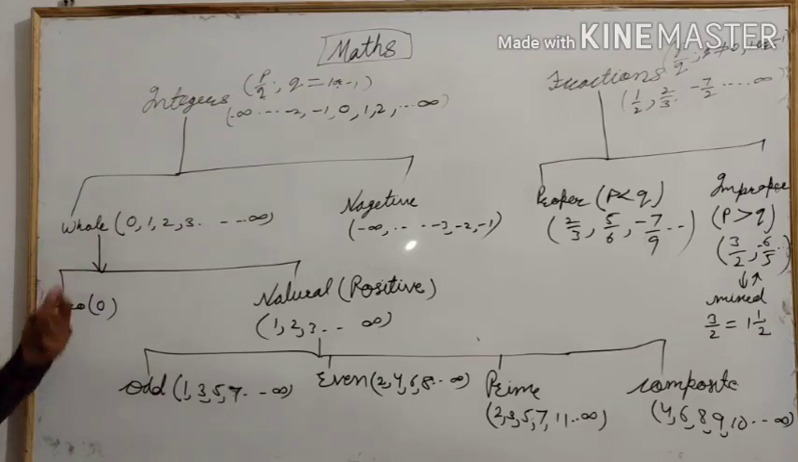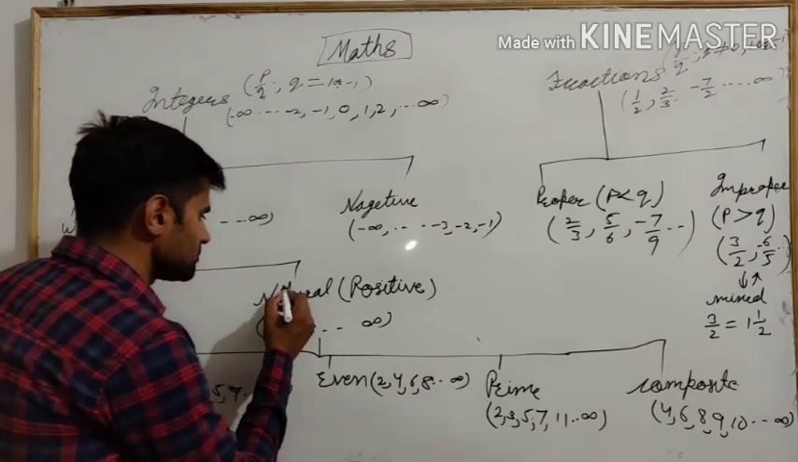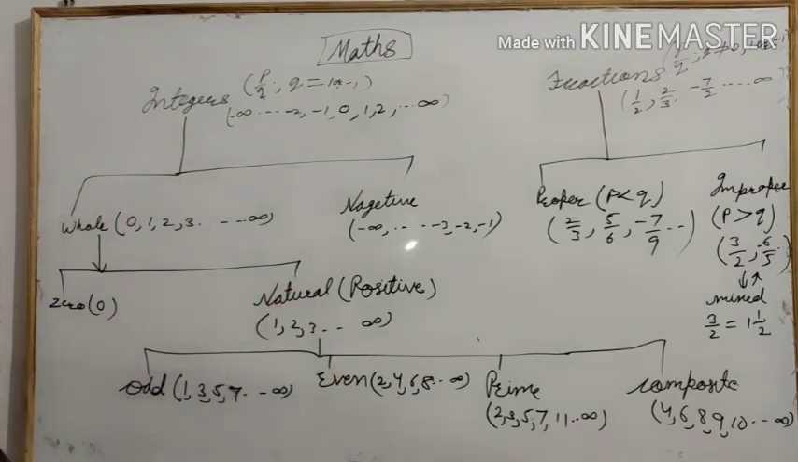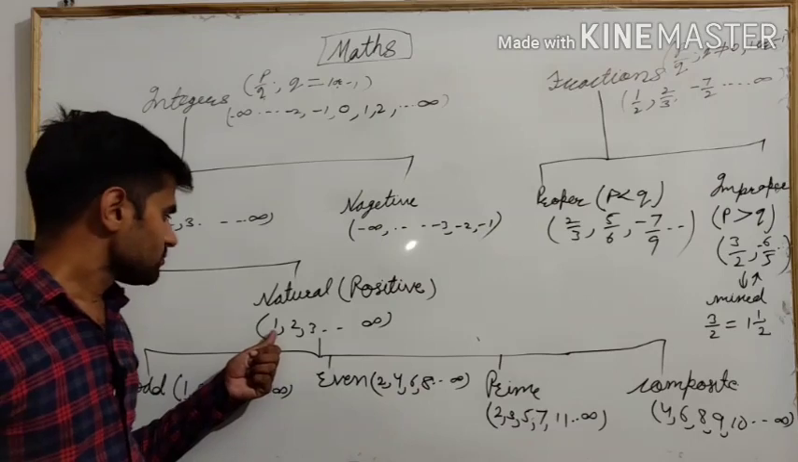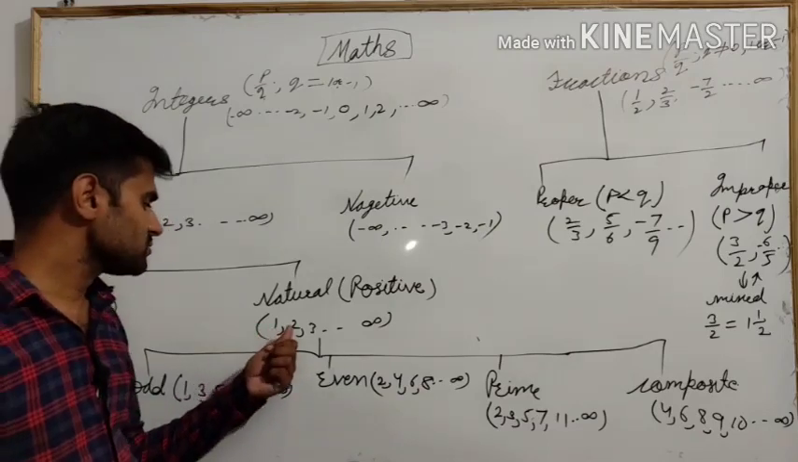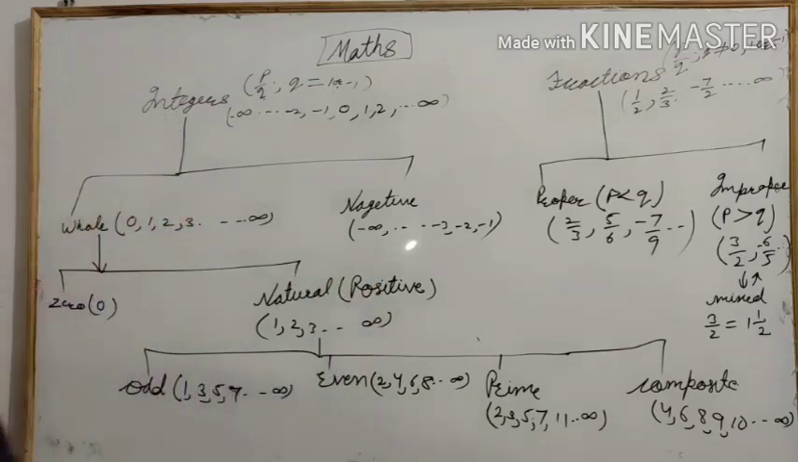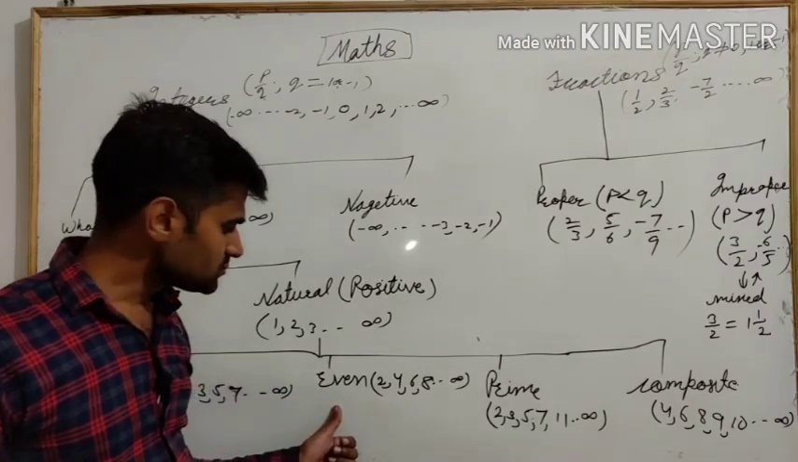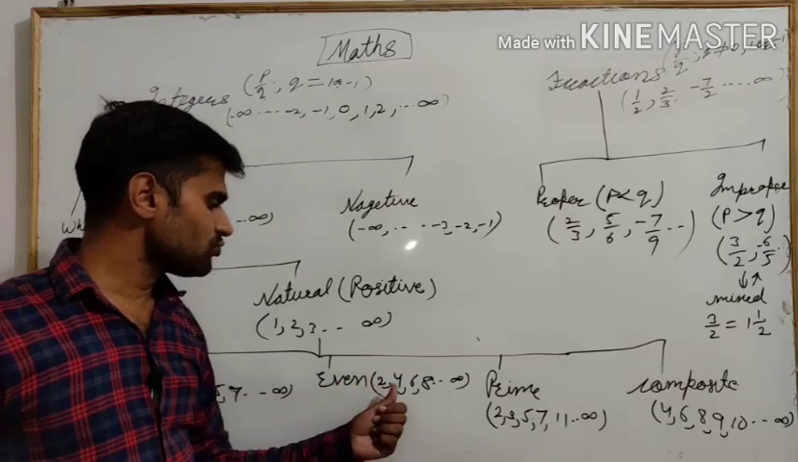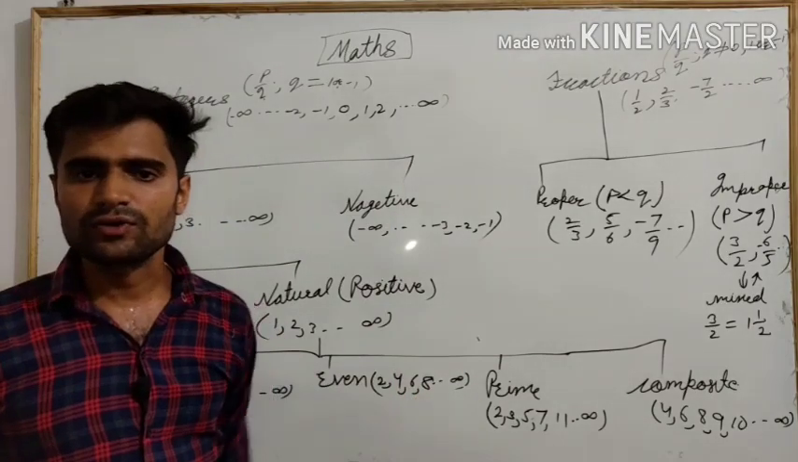Now whole numbers are divided into two parts. First 0 and second part is natural or positive numbers. Natural numbers start from 1, then 2, then 3 and the last is infinity. Now natural numbers are divided into four parts. First, odd numbers, which are not divisible by 2: 1, 3, 5, 7 to infinity. Even numbers, which are divisible by 2: 2, 4, 6, 8 up to infinity.